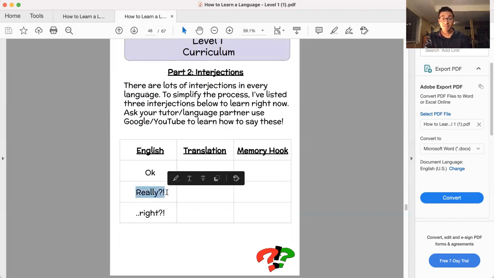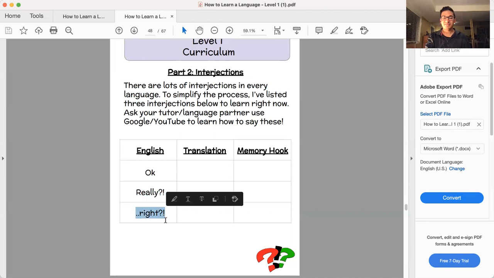You might want to say, really? Like you hear something and you're like, whoa, really? What? Another one is, right? I don't know why I put an exclamation mark actually. It should just be a question mark. I think that's a typo. Maybe I'll change that right after I finish this. So this right here is not right.